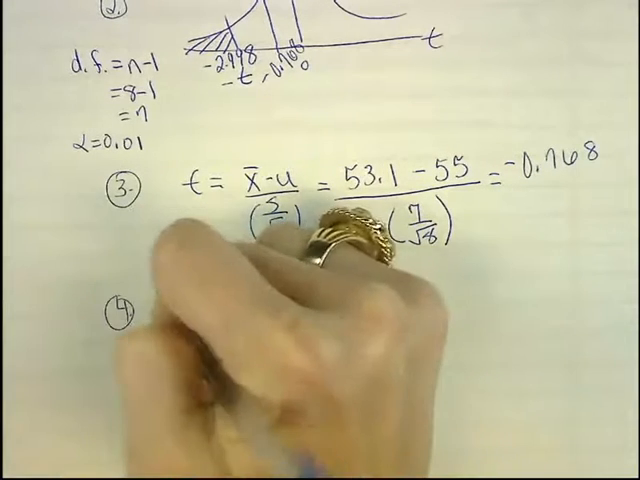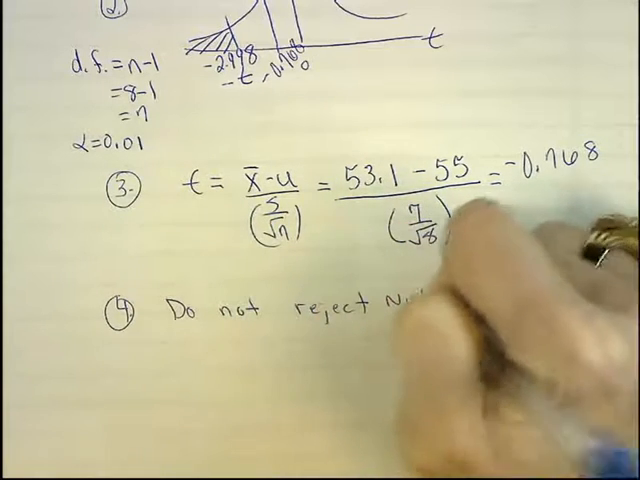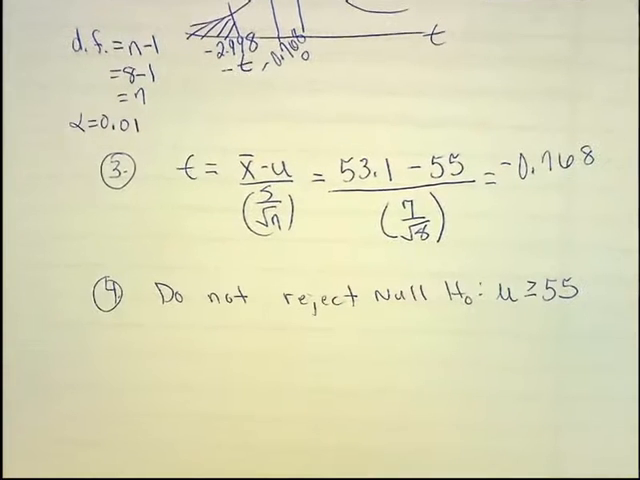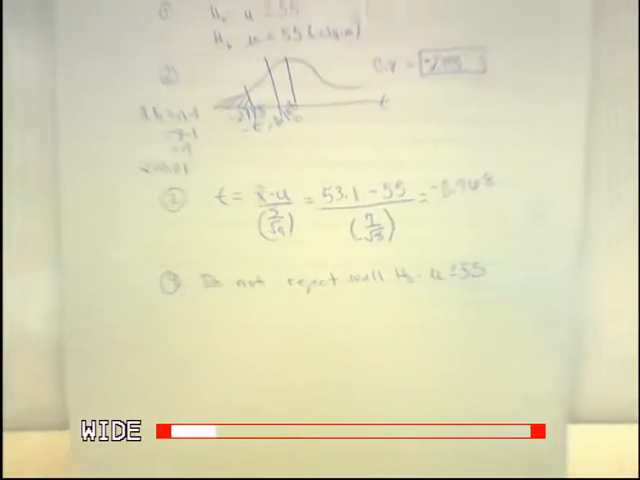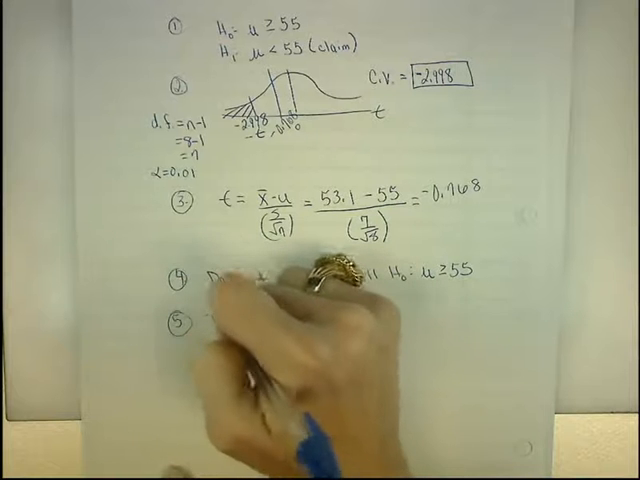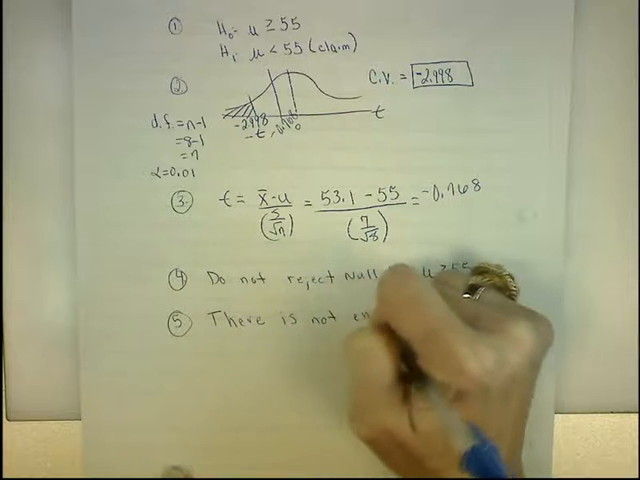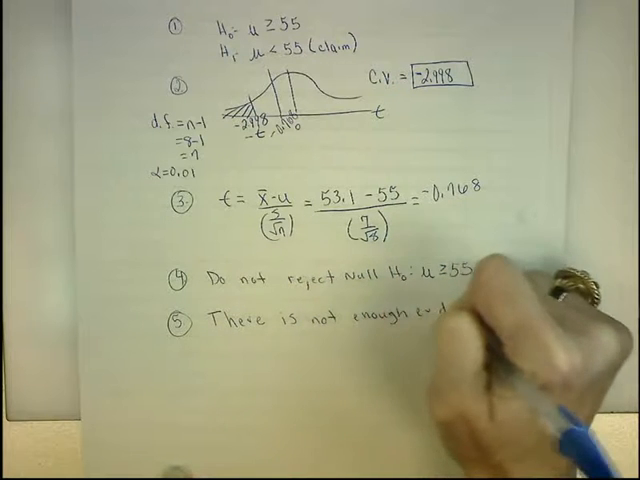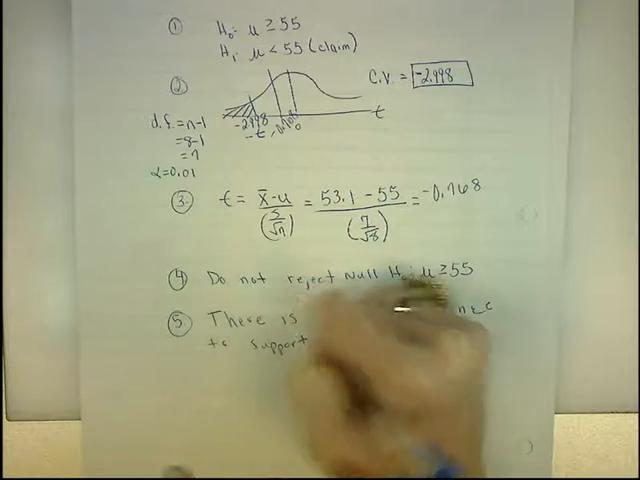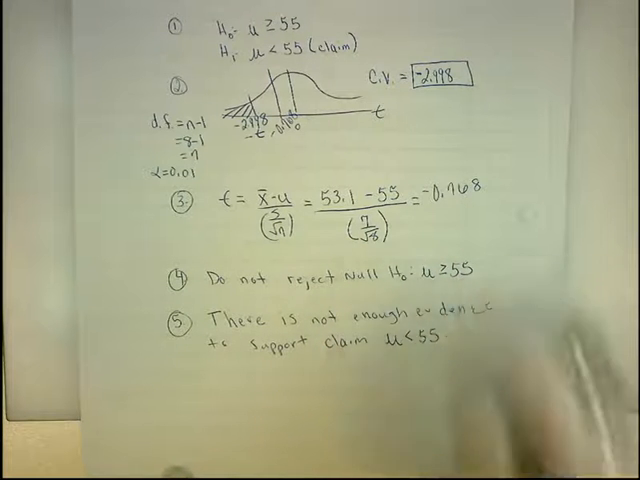Therefore, do not reject the null hypothesis that says mu is at least 55 seconds, greater than or equal to 55 seconds. Unfortunately, that means that since the claim is the alternative, there's not enough evidence to support B's claim. He's not buying that wax, probably. There is not enough evidence to support the claim from B, or what he's testing, that it's less than 55 seconds.